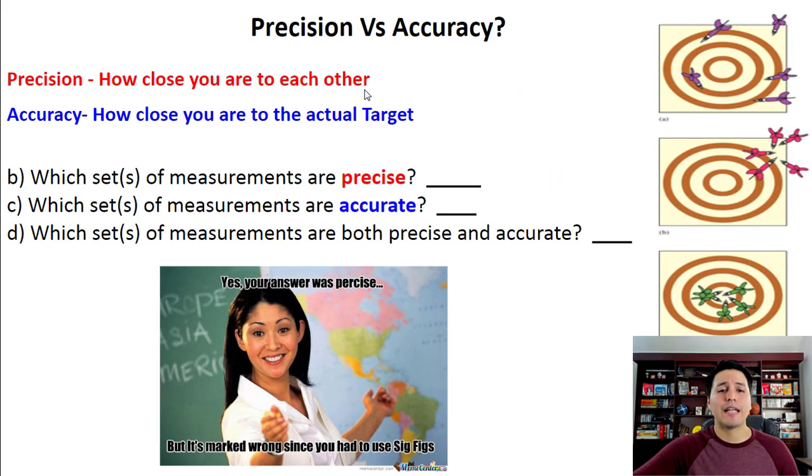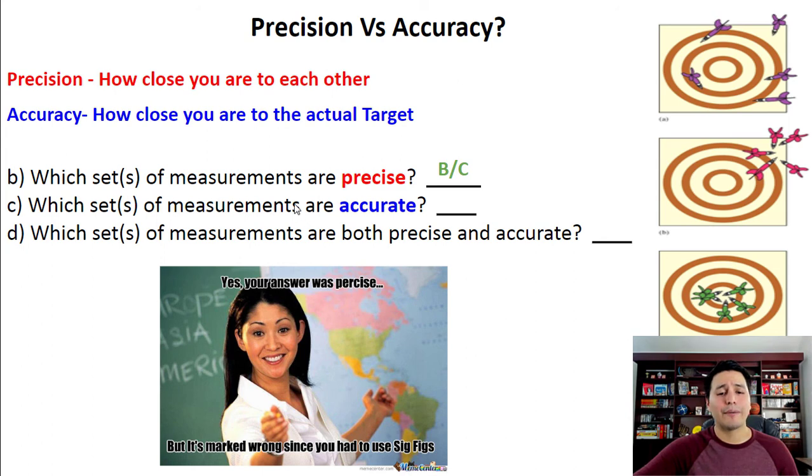Next, we have precision versus accuracy. Precision is how close you are to each other, while accuracy is how close you are to the actual target. So question B reads, which set of measurements are precise? Well, in this case, the ones that are precise are going to be the ones that are closest to each other. In this case, he's pretty precise, and he's also pretty precise. So we're going to say both B and C are precise.